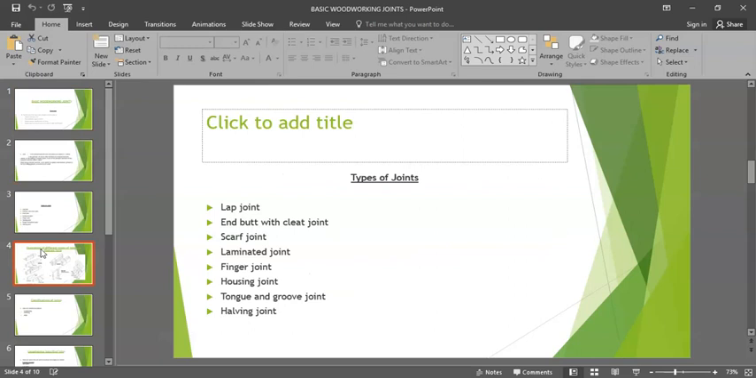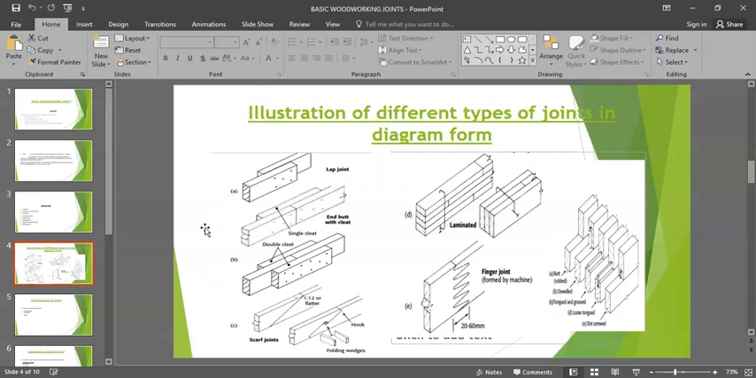Here are some illustrations of different types of joints in diagram form. We have lap joint, end butt with cleat, single cleat, double cleat, scarf, laminated, then finger.